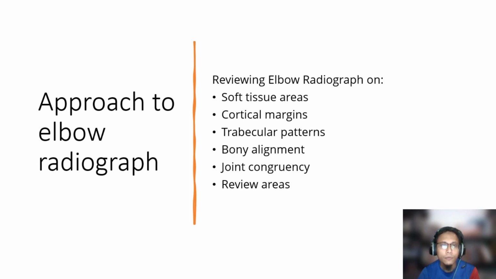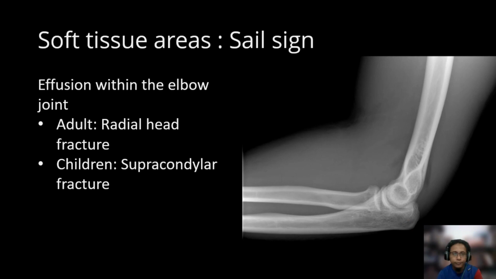Don't forget to see the review areas, I mean hidden areas, actually the proximal part of the humerus, the radial head, the coronoid process, and also the alignment of the radioulnar joint. We start with soft tissue. Don't forget to see all the soft tissue muscle shadow surrounding that.